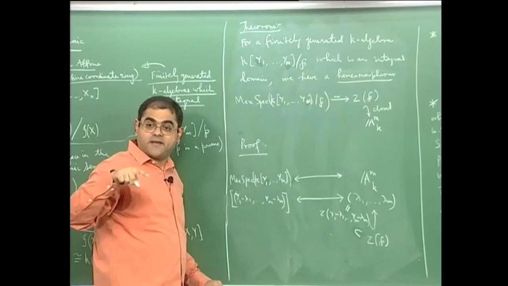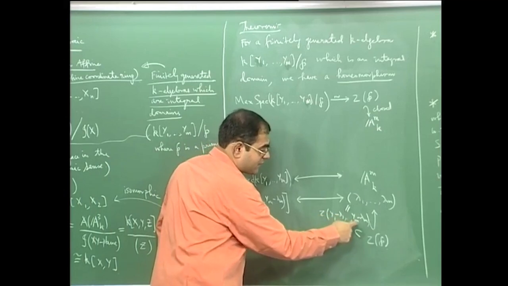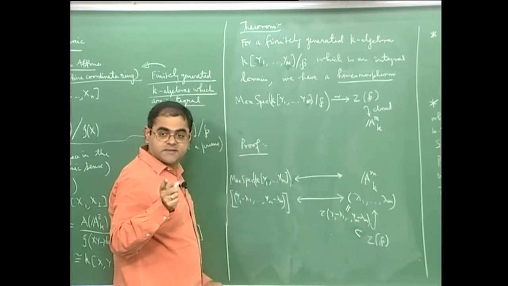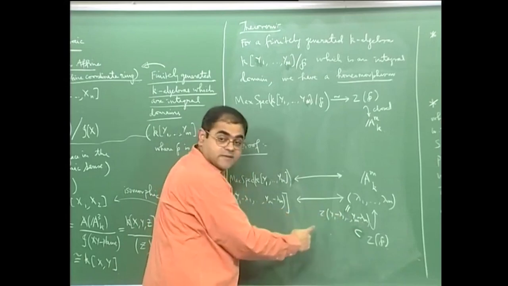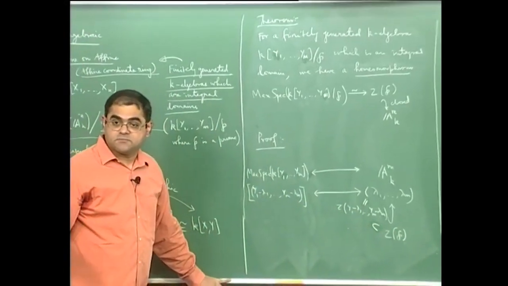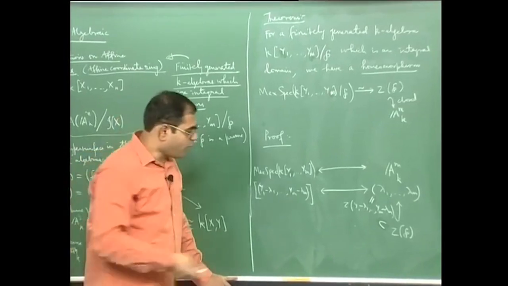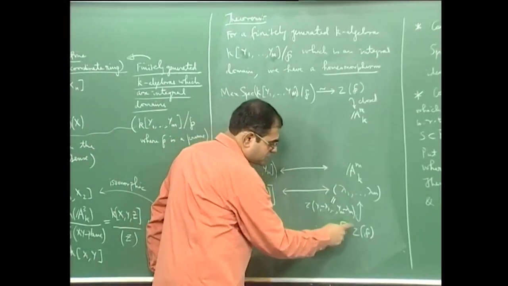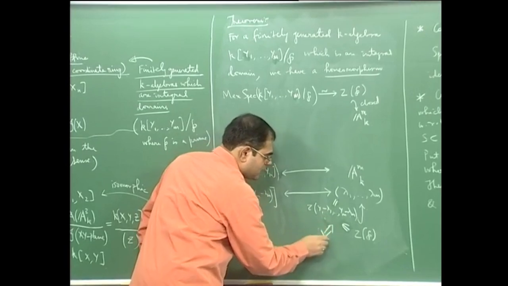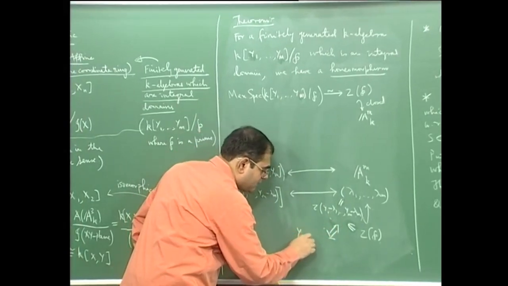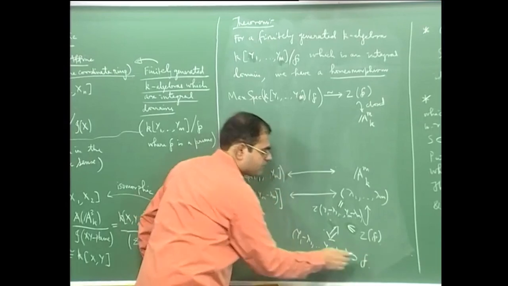That's because you can apply the script I. If you apply script I to both sides of Z of (y1 minus lambda 1, ..., ym minus lambda m) contained in Z of p, you will get I of Z of that, which is just the radical of that, which is the same as that maximal ideal, containing I of Z of p, which will be the radical of p, which is p, because p is prime. I'm using the Nullstellensatz now. So this point belongs to this if and only if, by the Nullstellensatz, the maximal ideal (y1 minus lambda 1, ..., ym minus lambda m) contains p.